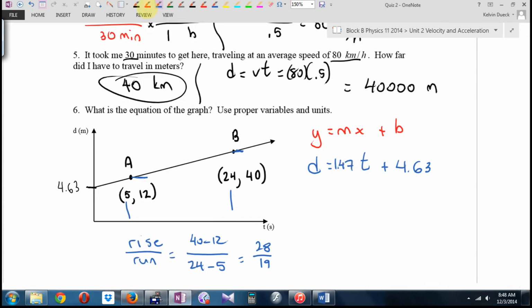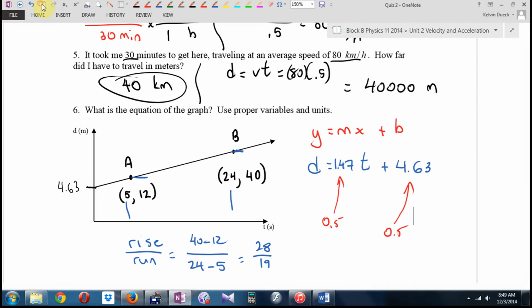If I was marking this, I'd probably give you half mark for the correct slope, half mark for the correct y-intercept, and then I'd probably take a half mark off if you used y and x instead of d and t, something like that. But I'm not going to collect this one.